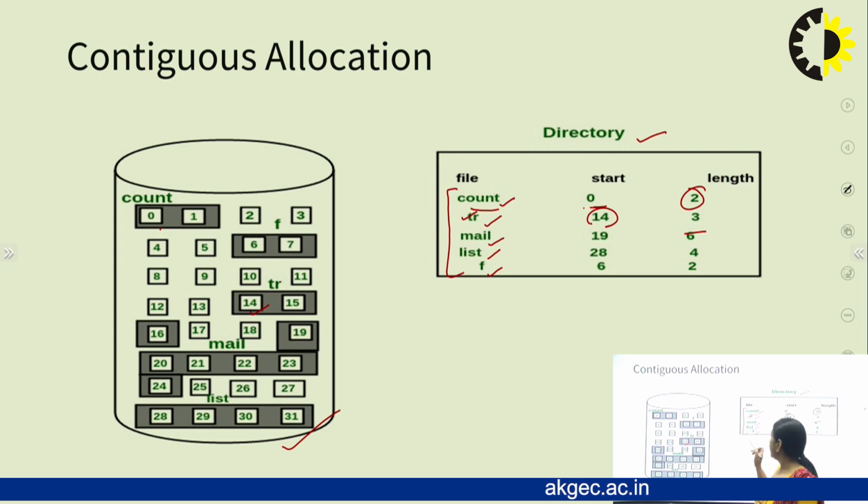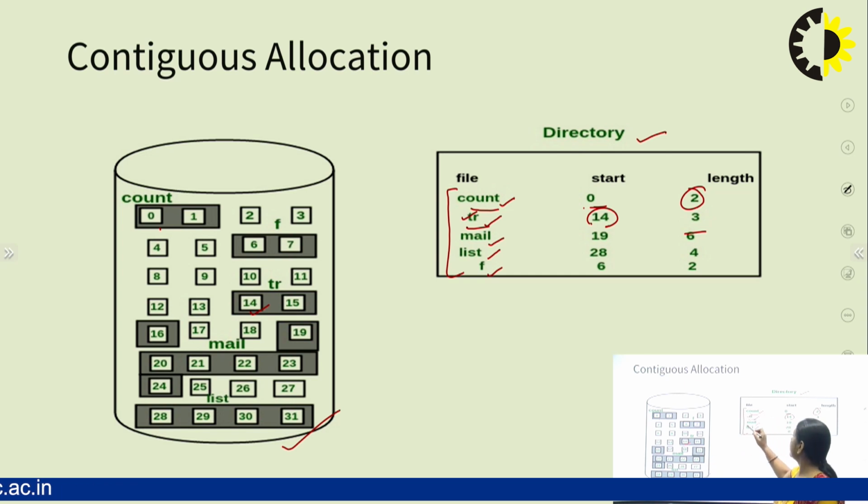Now you can see we have this file tr which has 3 blocks. The length is 3: 14, 15 and 16. So tr is stored in the 3 blocks: 14, 15 and 16.